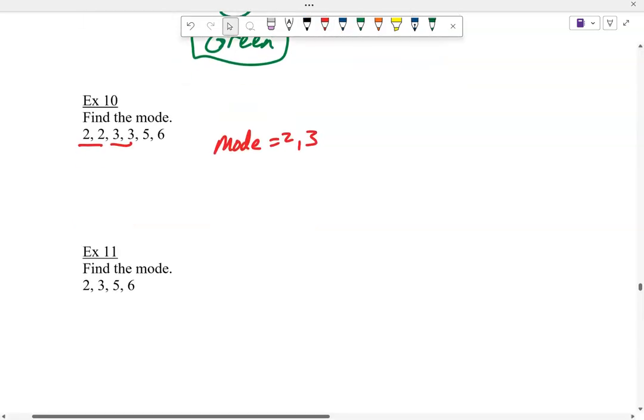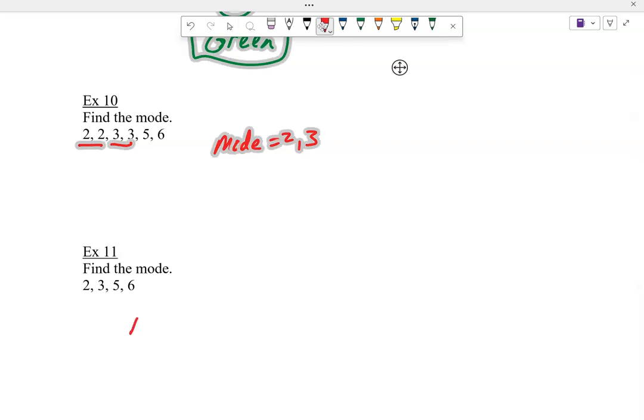What about this? 2, 3, 5 and 6. Well, there's only one of everybody. So there is nobody that stands out. There is no mode here.